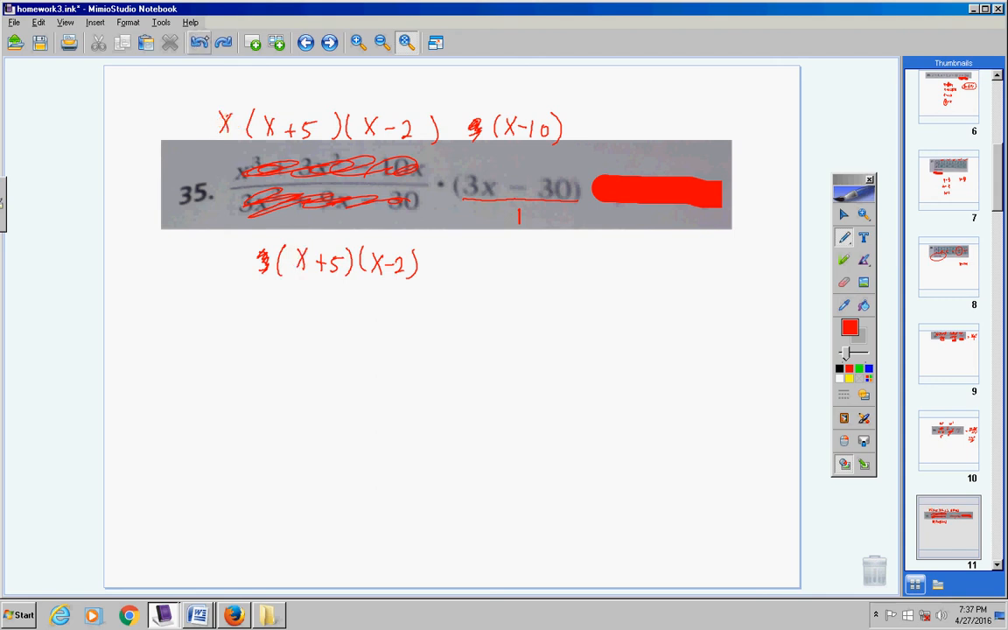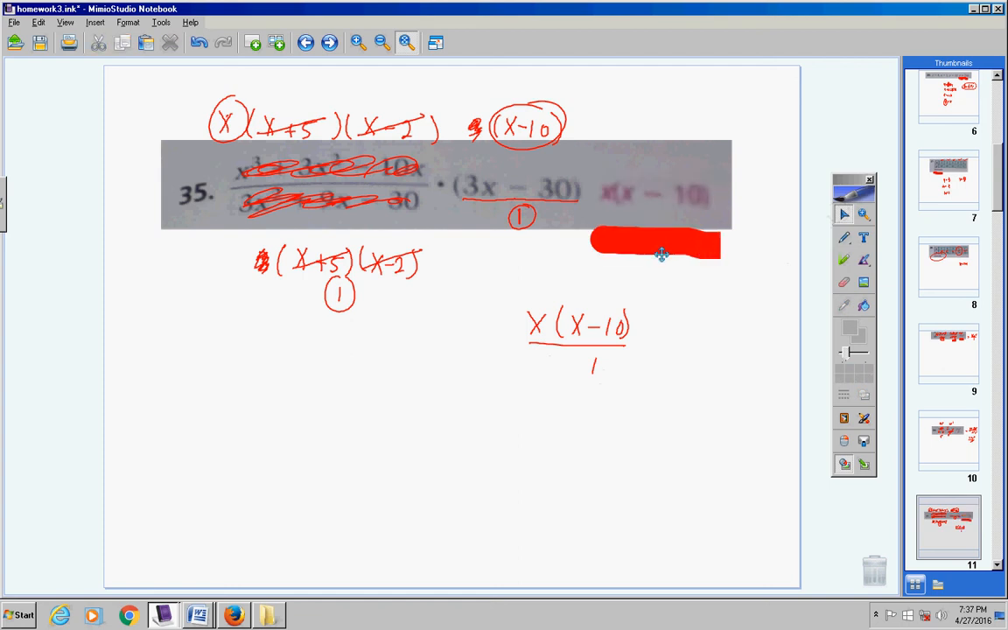But I've got an (x plus 5) cancel with (x plus 5), and this (x minus 2) reduce with (x minus 2). So I have nothing here, that's a 1. I have nothing here, that's a 1. Here I have an x and an (x minus 10). So x times (x minus 10) all over 1. That should be your answer, unless they multiplied the x through, which they did not. So that is the answer.